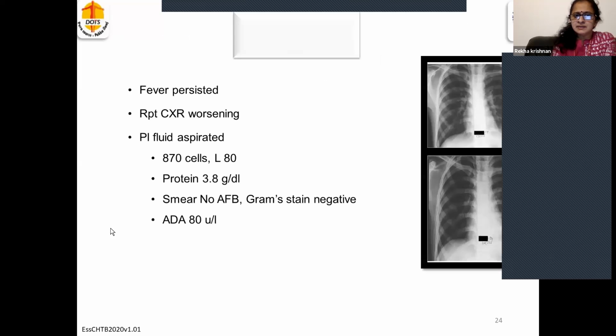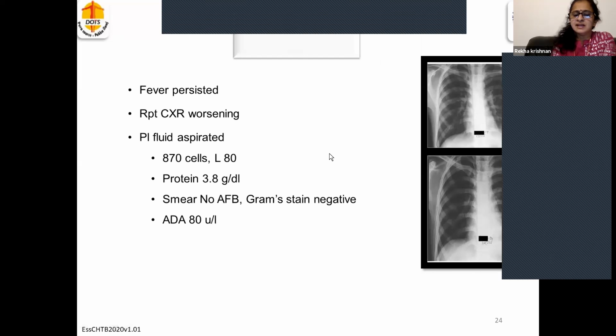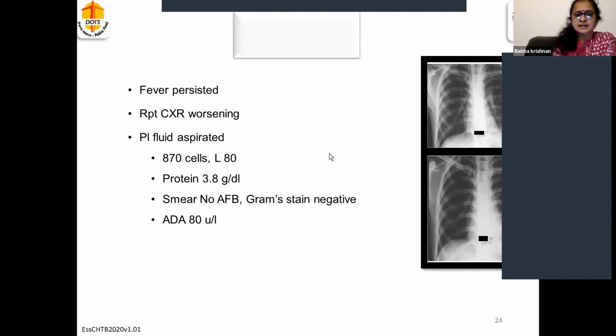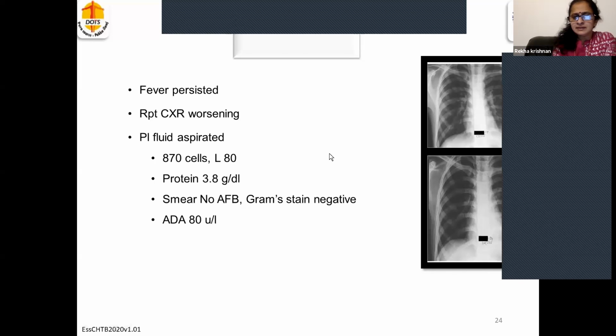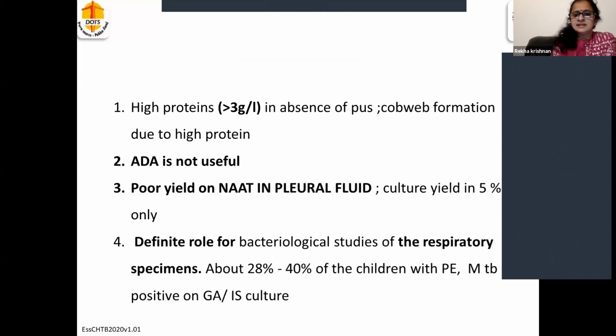For this child, the fever persisted and there was a worsening of the chest X-ray, so a pleural fluid aspirate was done, which showed protein of 3.8 gram per deciliter and cells of 870. The smear was negative, CBNAT was negative, and ADA was 80. These are the main points.